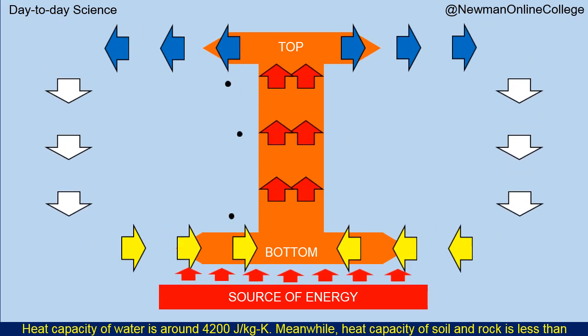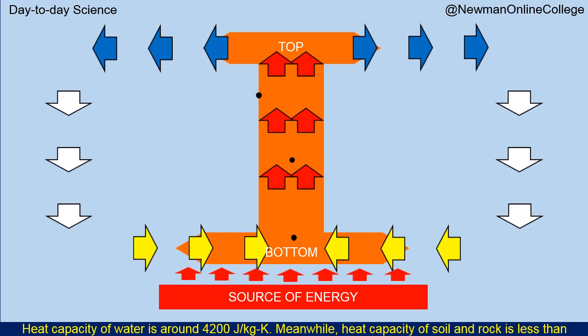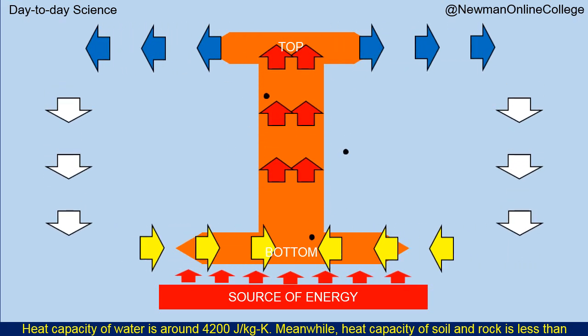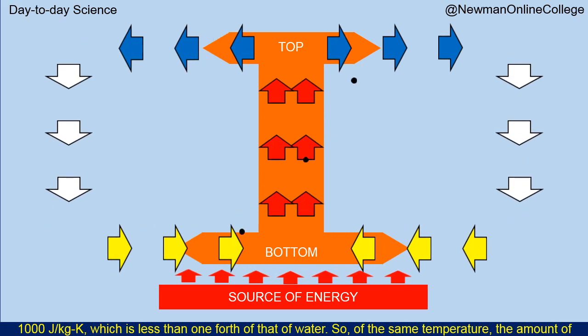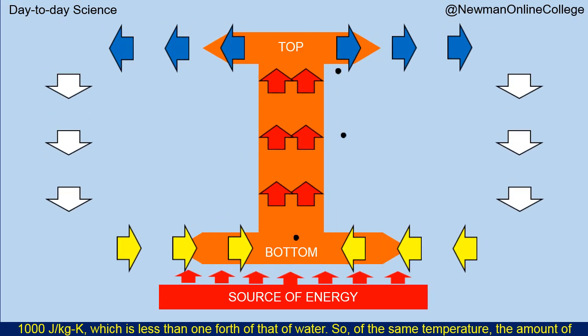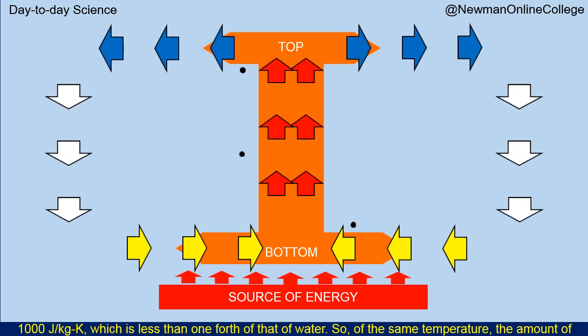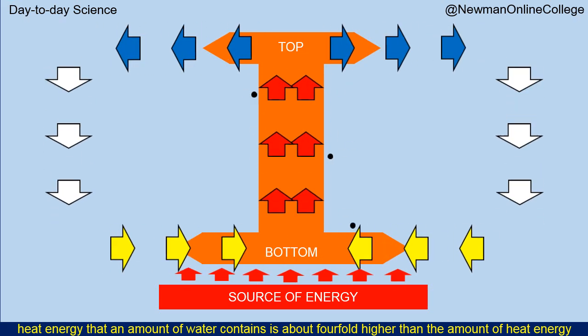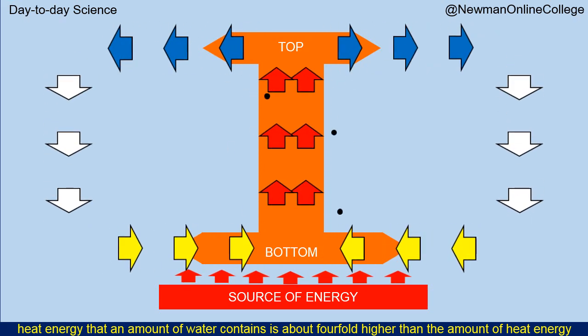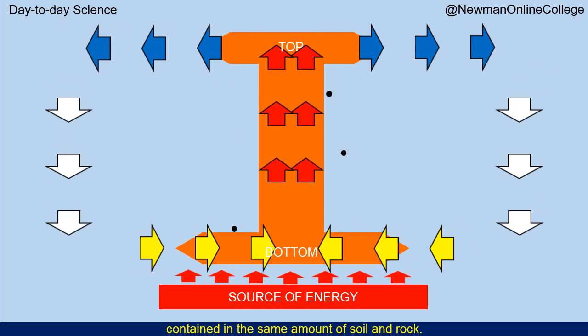Heat capacity of water is around 4,200 joule per kilogram Kelvin. Meanwhile, heat capacity of soil and rock is less than 1,000 joule per kilogram Kelvin, which is less than 1/4 of that of water. So, at the same temperature, the amount of heat energy that an amount of water contains is about 4-fold higher than the amount of heat energy contained in the same amount of soil and rock.